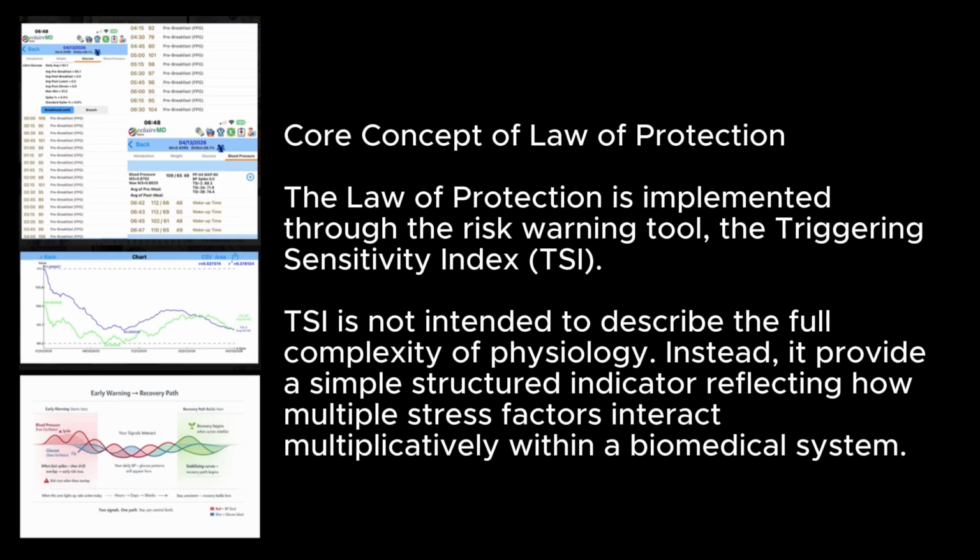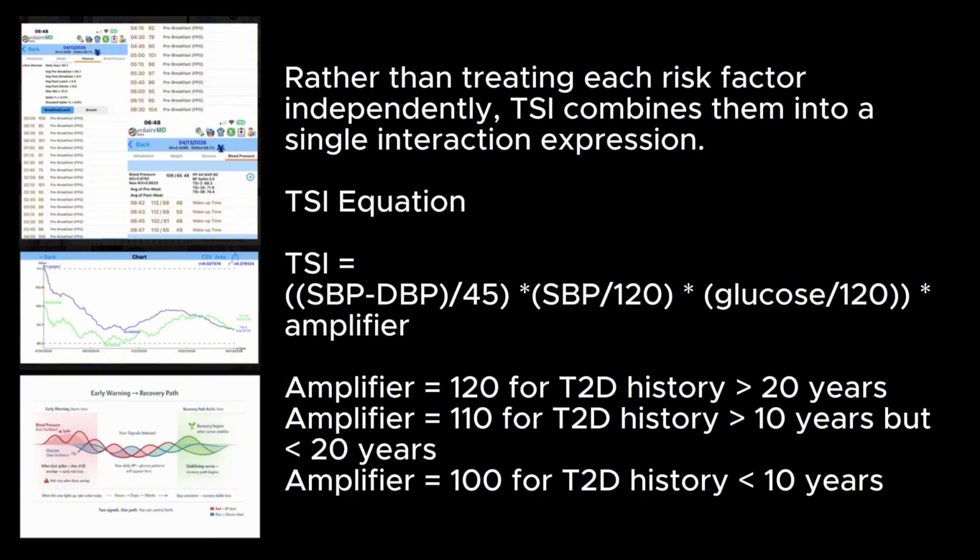Core concept of the Law of Protection. The Law of Protection is implemented through the risk warning tool. The Triggering Sensitivity Index (TSI) is not intended to describe the full complexity of physiology. Instead, it provides a simple structured indicator reflecting how multiple stress factors interact multiplicatively within a biomedical system. Rather than treating each risk factor independently, TSI combines them into a single interaction expression.